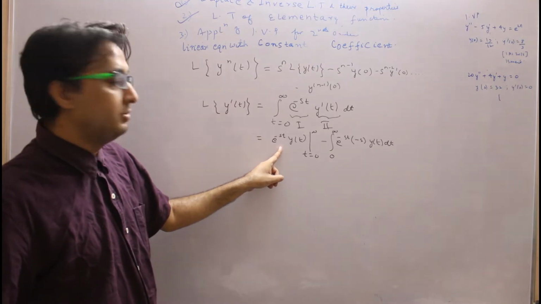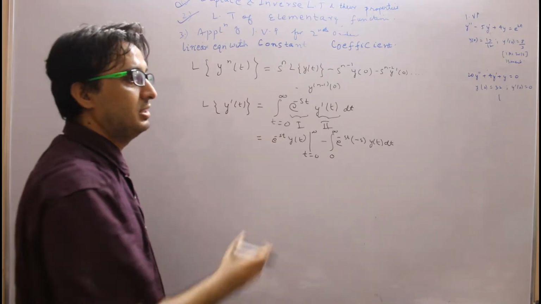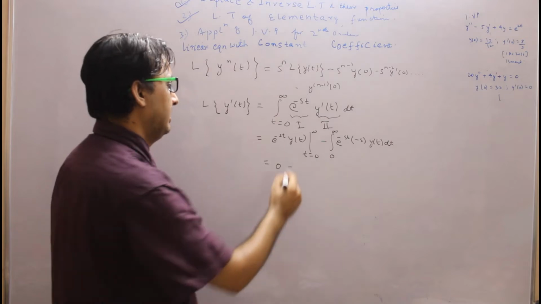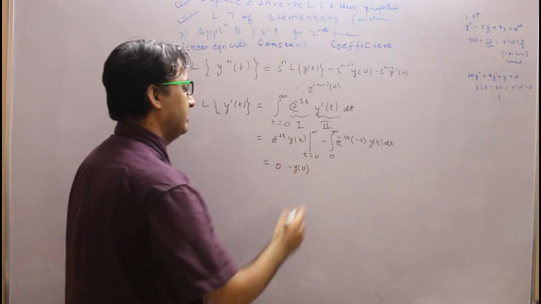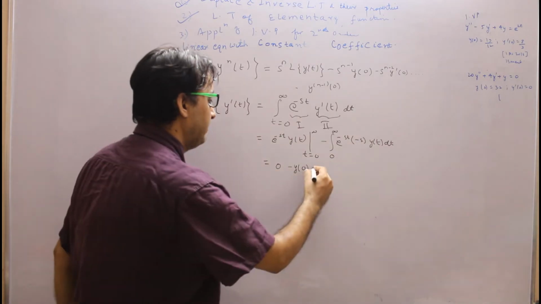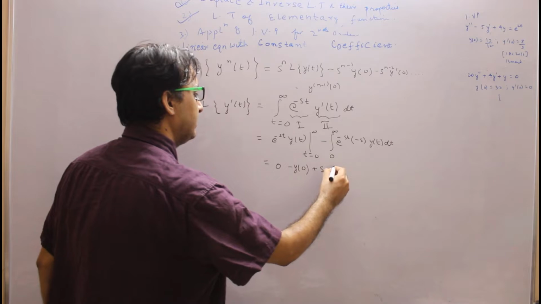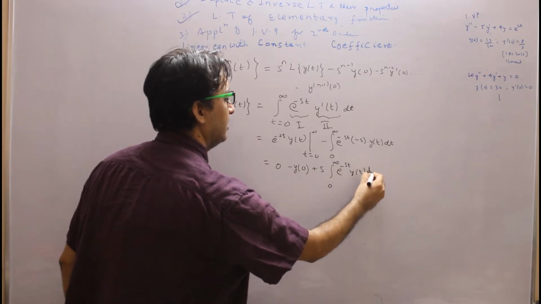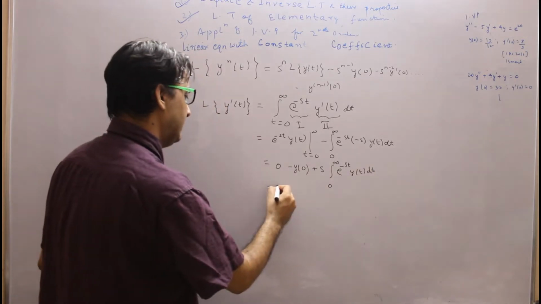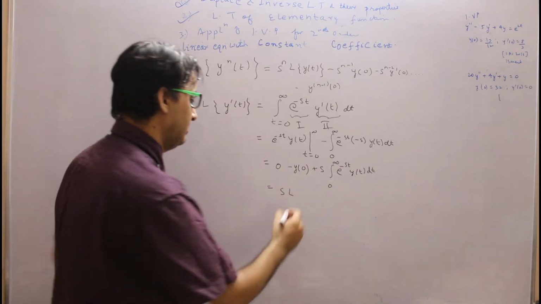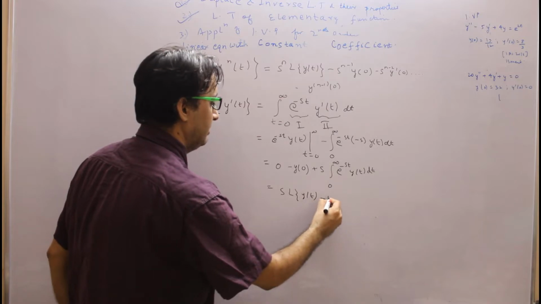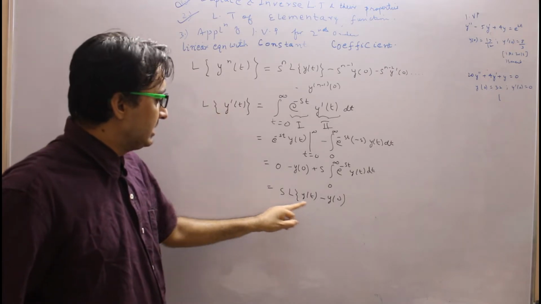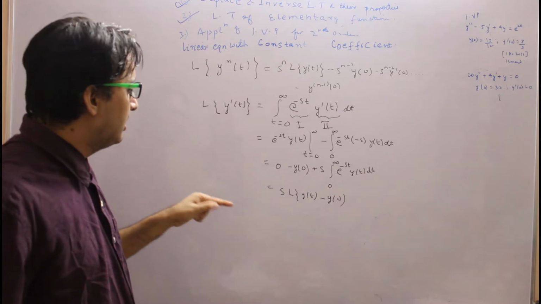Okay, so if we put this value here at infinity, what is e to the power minus infinity? It is 0, so we can write it 0, then minus, what is e to the power minus 0? 1, and what is y 0? Here y 0, we can write it like this. So minus into minus will be plus, so we can take it outside, and this integral is 0 to infinity e to the power minus st y of t dt. So we can write it like this: this is the Laplace transform of y of t, minus y0. So this is what we will be doing. So for y prime, this is the formula. We will be using it when we will be taking the questions.